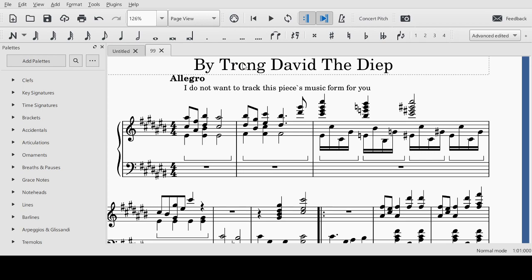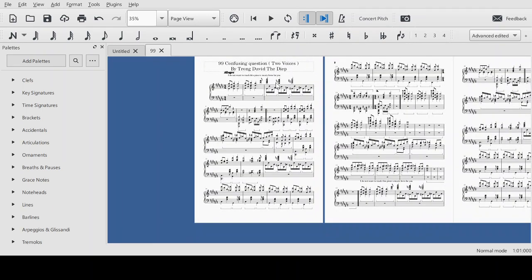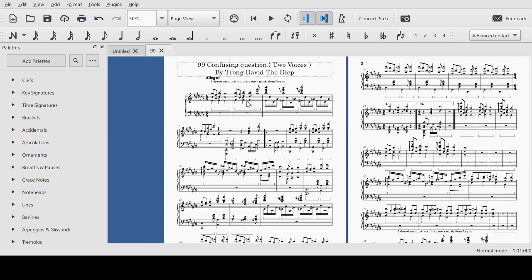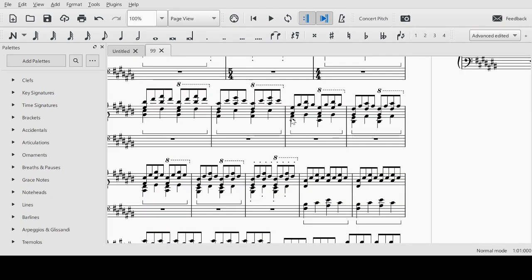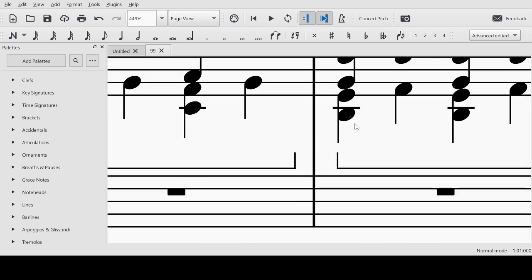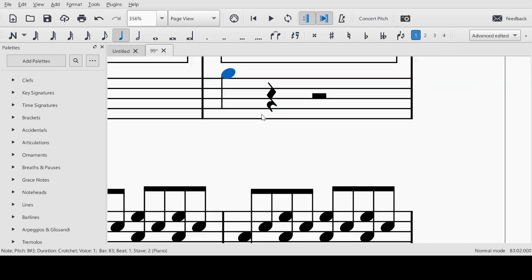But anyway, to just keep this video short, I'm gonna say that the reason why some notes, let's say, for example this one right there, this note shouldn't be right there, to put it quite short.